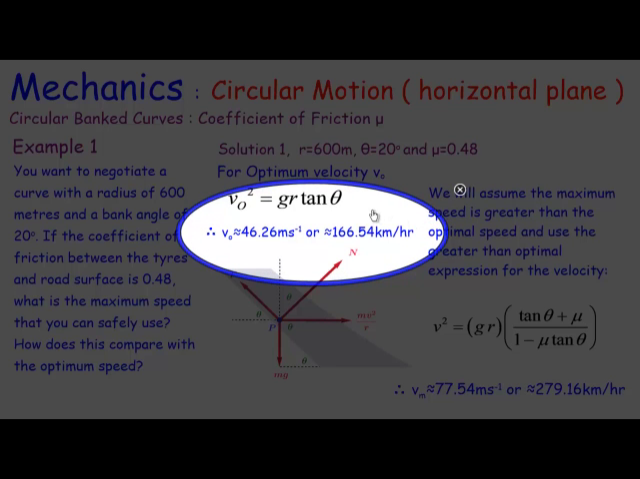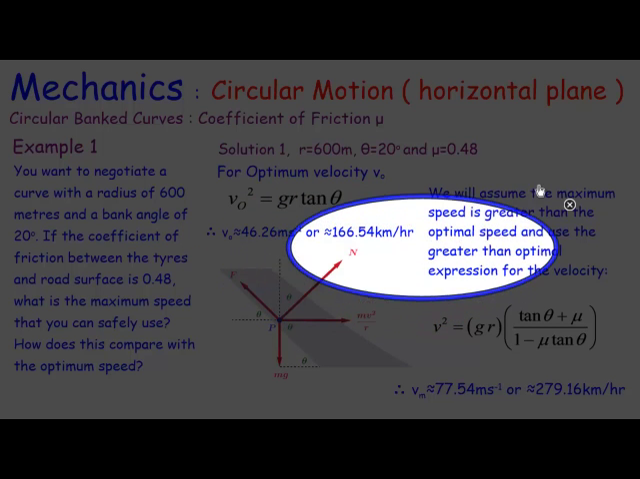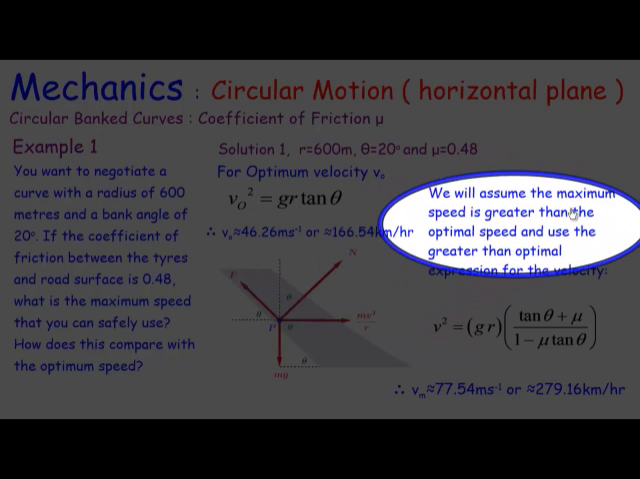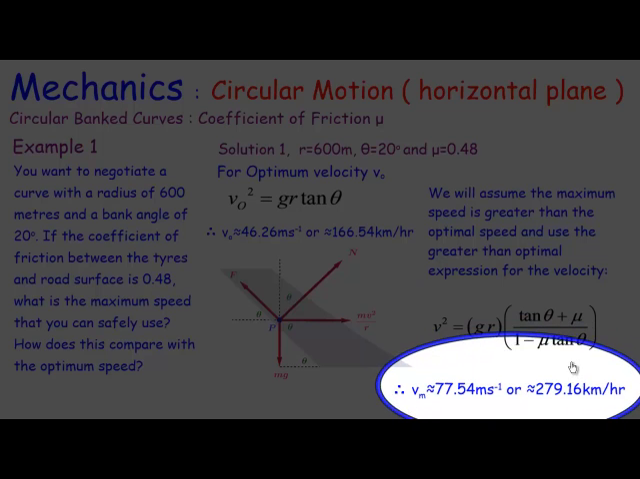Now, if we want to compare it with the maximum speed, we'll assume the maximum speed is obviously greater, and this is why we have to use this particular expression with the plus on the top and the minus on the bottom. Obviously our maximum speed is going to be greater than our optimal speed. If you plug all this in, you'll see that our maximum velocity for the particular curve is going to be about 77.54 meters per second, which is nearly 280 kilometers an hour.